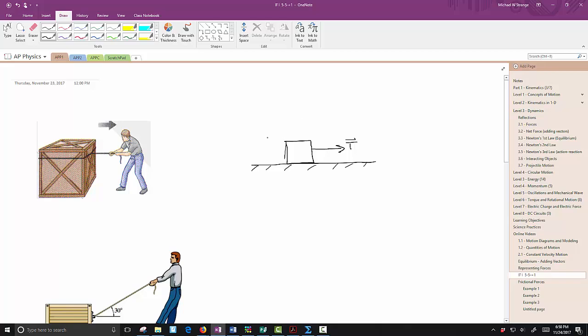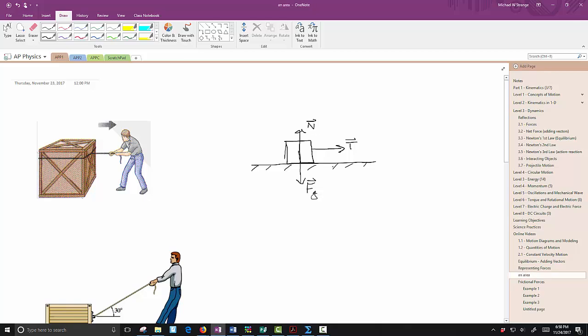And then we also know it has some weight. So from the center of mass, we'll come down, and that would be our weight, or our gravitational force. And since it's pushing on the floor, the floor is pushing back, so we're going to have a normal force that comes back up this way.